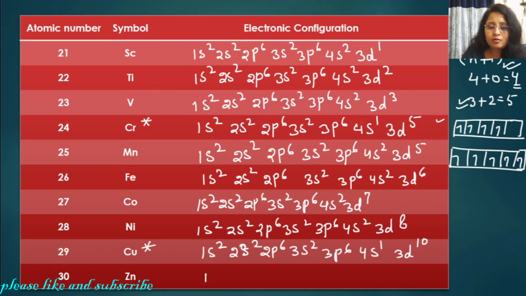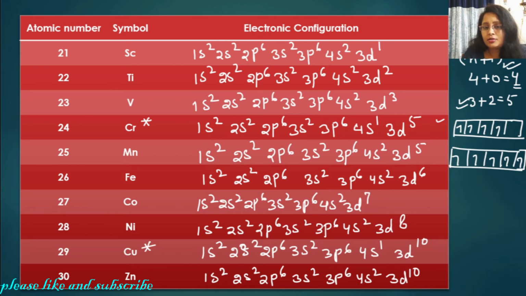Now come to zinc: 1s2, 2s2, 2p6, 3s2, 3p6, 4s2 and 3d10. The next coming electron will occupy the 4s2, or we can say 4s2 and after that 3d. Here it should be 9, and here it is considered the next coming electron will go to the 3d orbital. So this is all about up to atomic number 30.